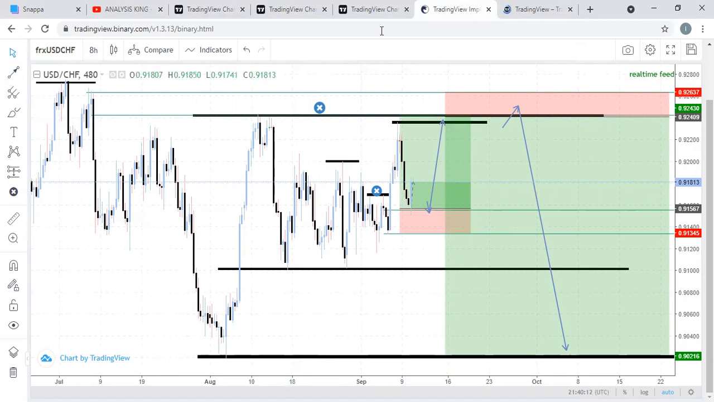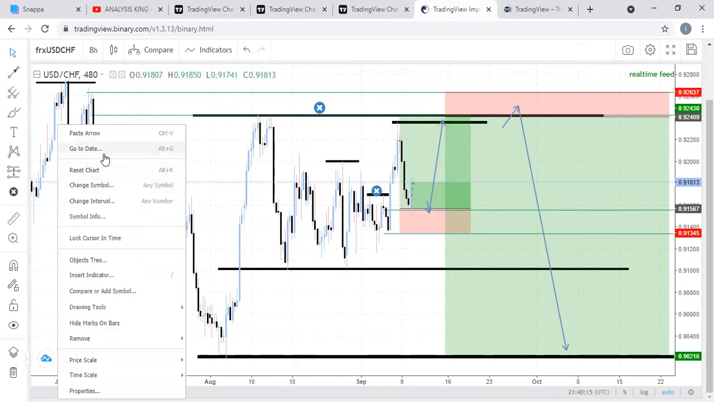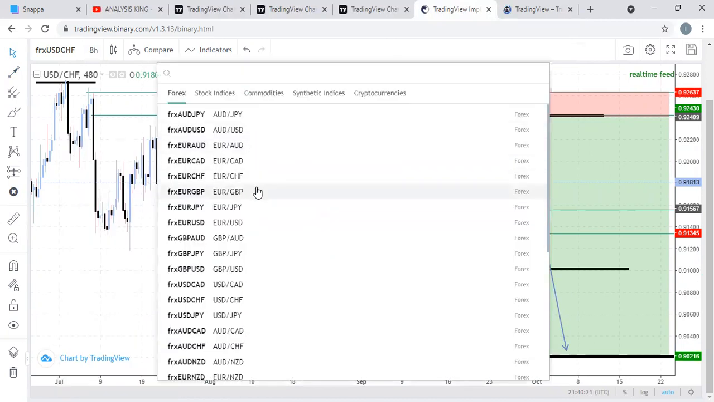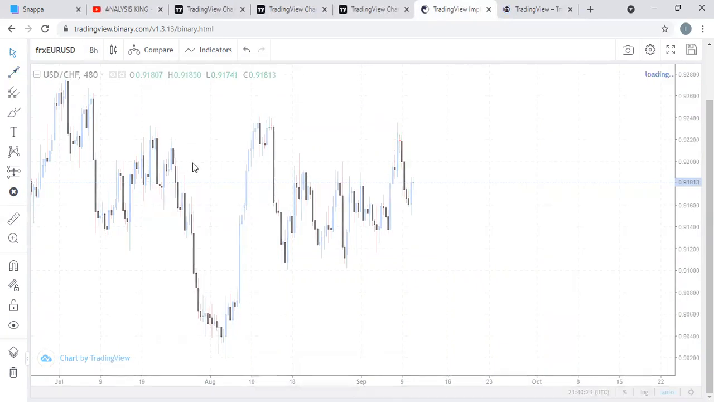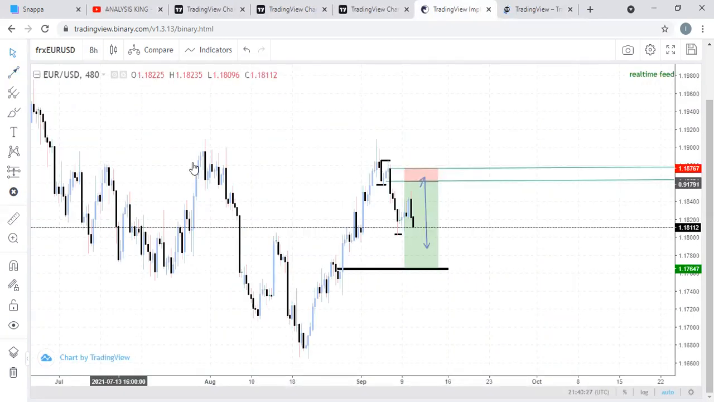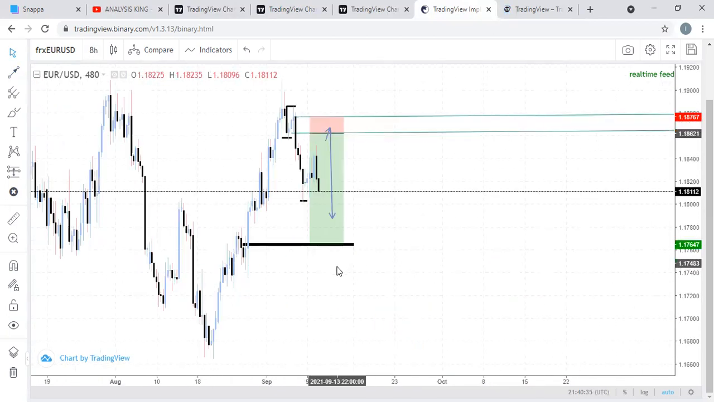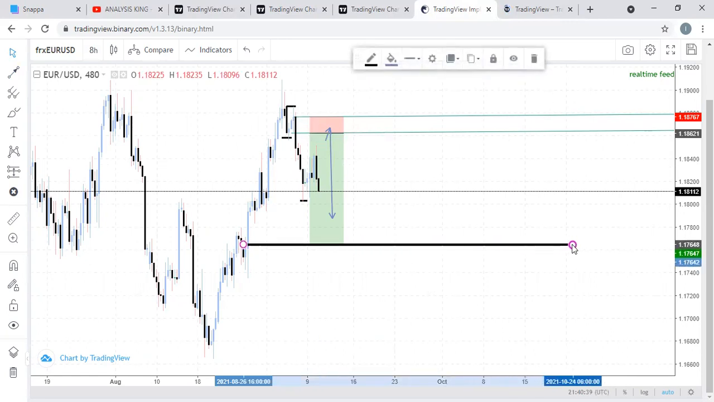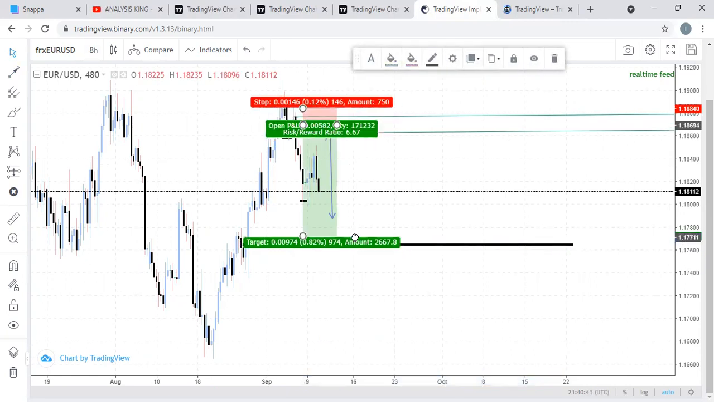So let's look at the euro dollar. All right. So on the euro dollar, if I'm selling the USD chf, then definitely I would be buying the euro dollar. So I will be looking to buy the euro dollar around this region, right?